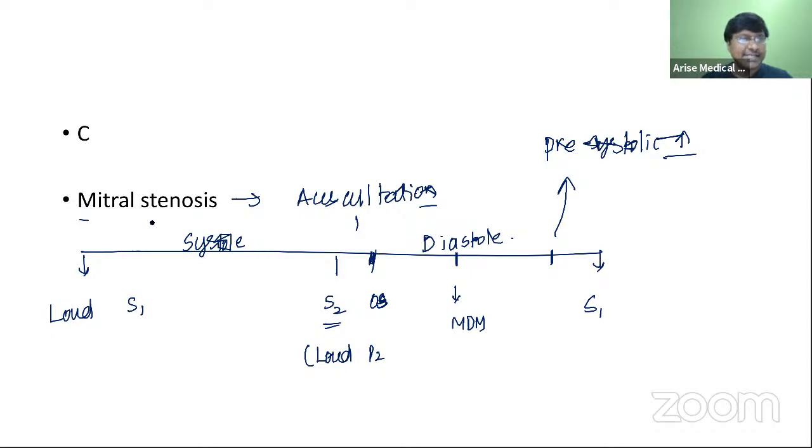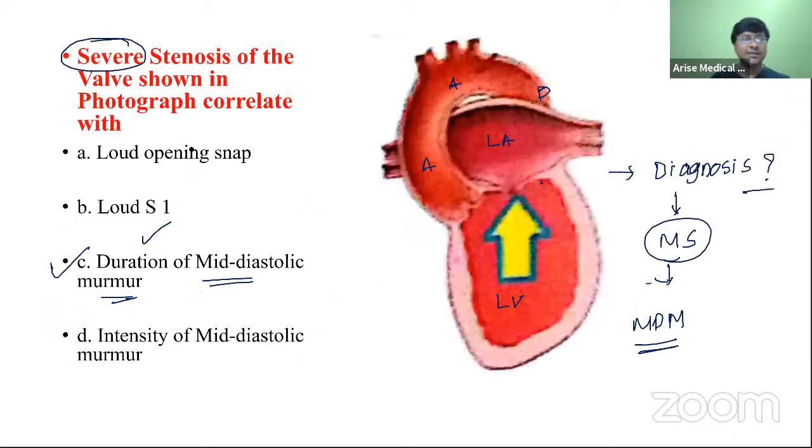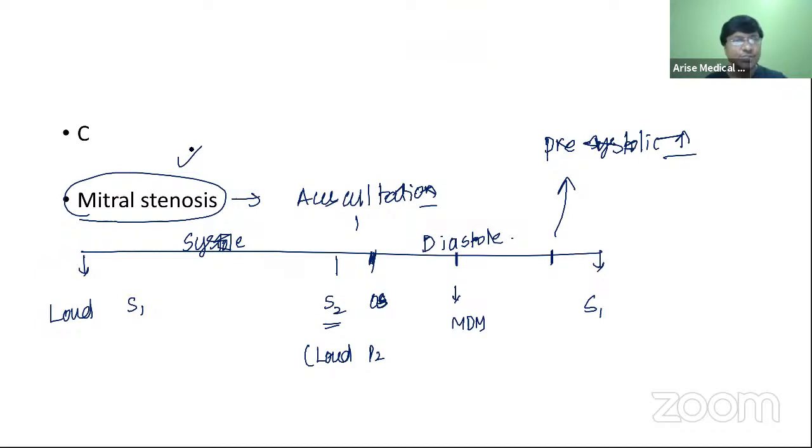So these are the auscultatory findings in patients with mitral stenosis. The one which will tell you about the severity of the mitral stenosis is the duration of the mid-diastolic murmur. Duration of the mid-diastolic murmur.